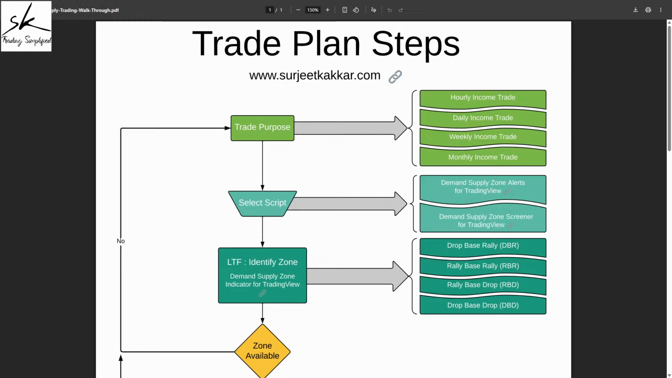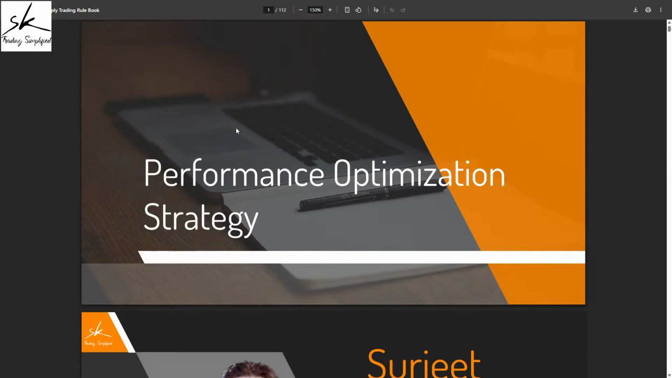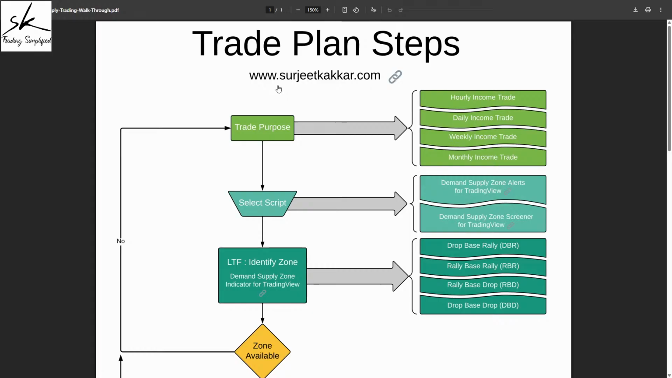And it is a combination of two documents. One is your trade plan steps, the second one is your rule book. And like I already said, this is a conservative approach. Eventually you can modify it as per your preferences.